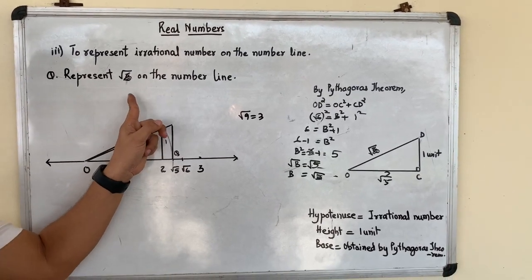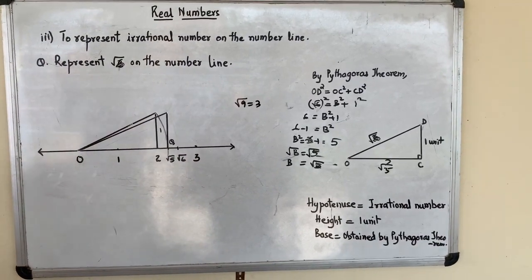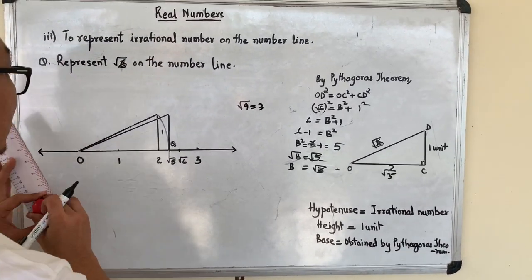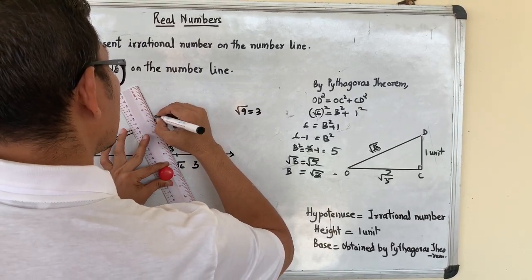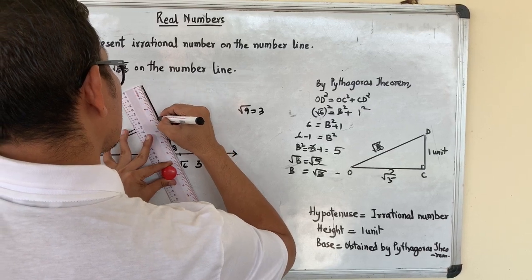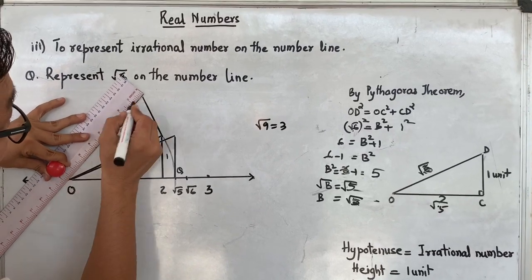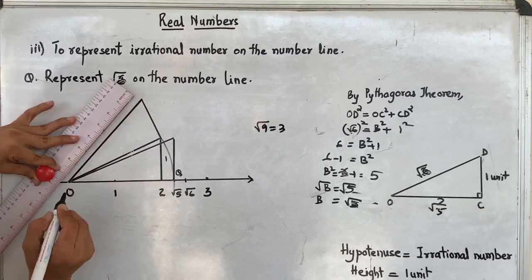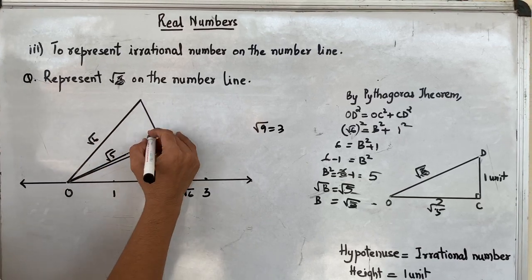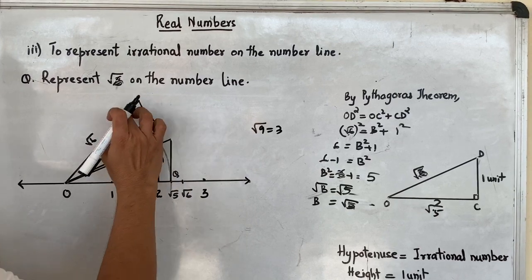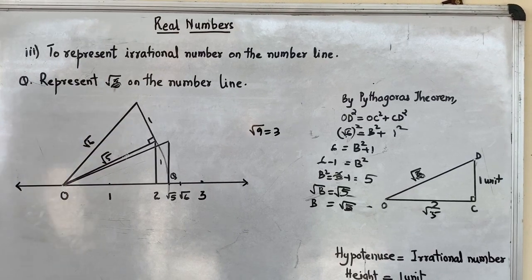Draw a perpendicular at root 5, take 1 unit, and join it, so the hypotenuse is root 6. So this is nothing but root 6.